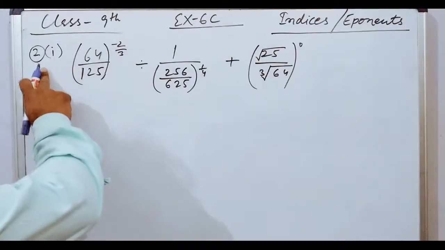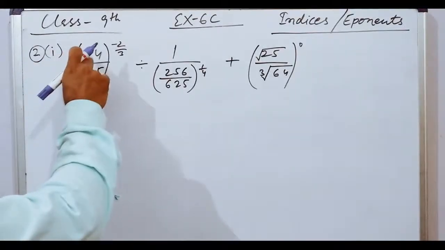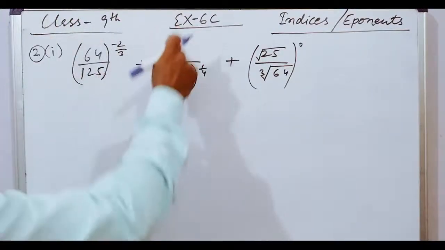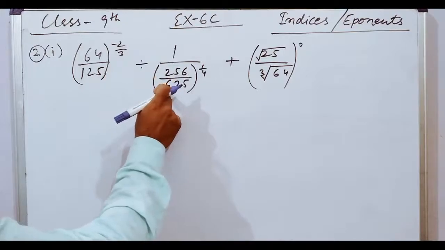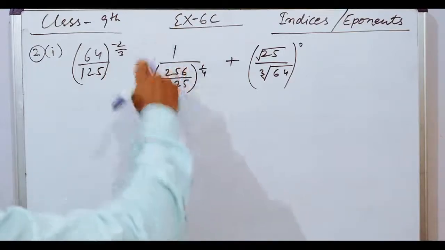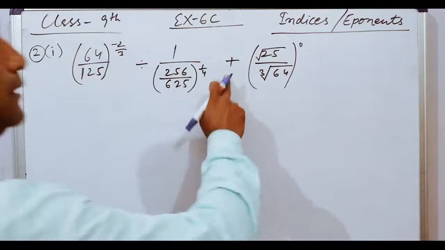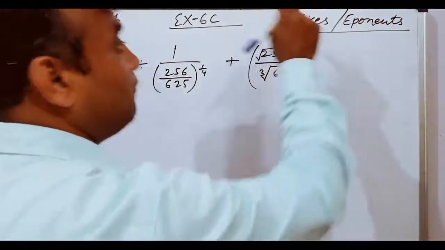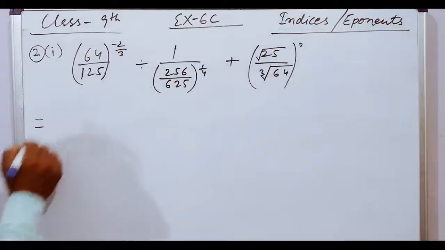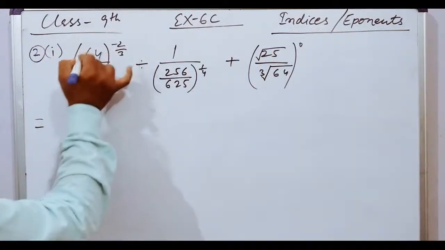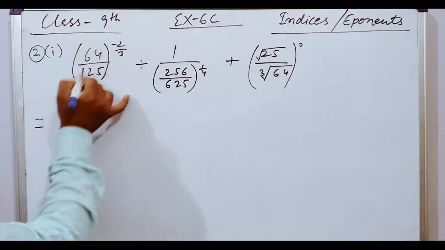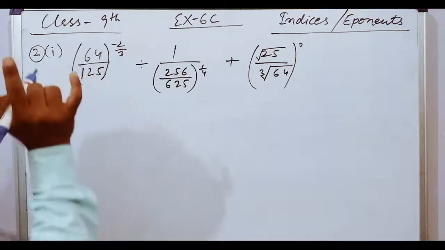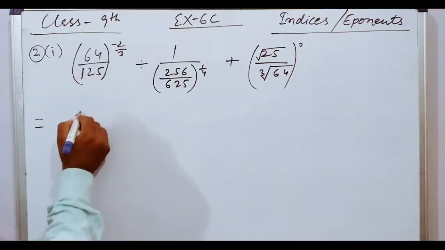Dear student, now question number 1, next part. 64 upon 125 whole power minus 2 upon 3 is divided by 1 upon 256 upon 625 whole power 1 upon 4 plus square root 25 upon cube root 64 whole power 0. So, what to do here? 64 can be written as 4 to the power 3, and 125 can be written as 5 to the power 3.